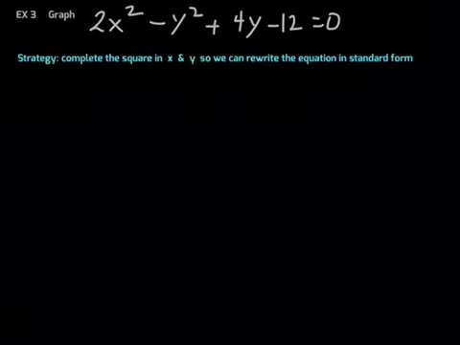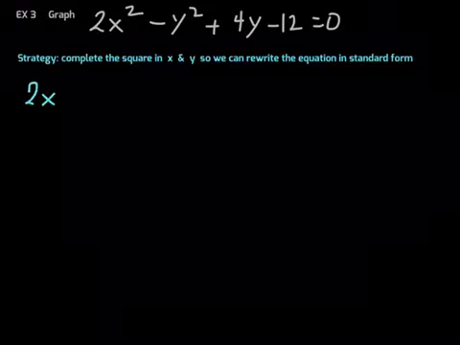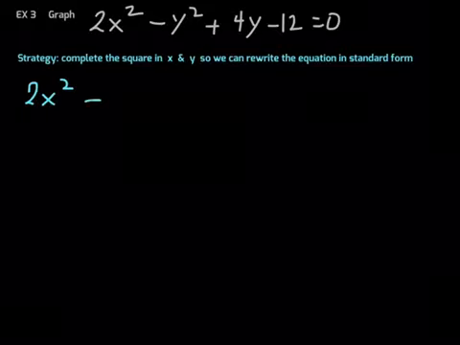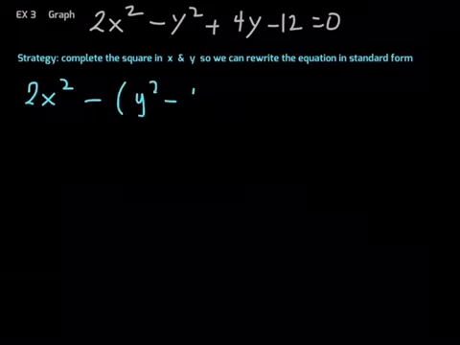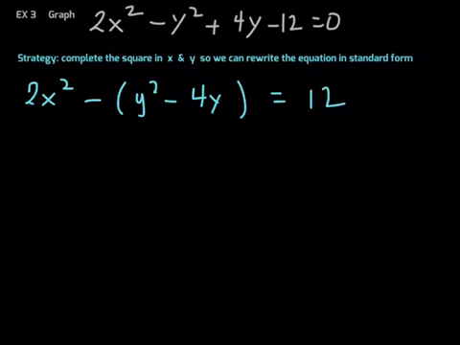So the first thing you'll see me do is to group my terms together. So we have 2x squared. That's the only x term, by the way. And then we got minus. Now watch what I do here. I am going to do y squared minus 4y. I'm going to move that 12 over to the other side. It becomes positive. I want you to notice my sign change here.